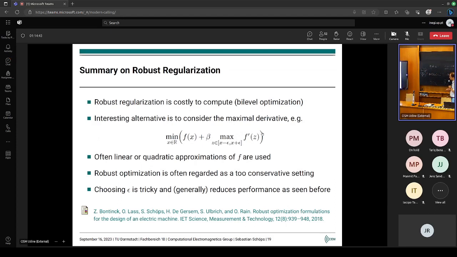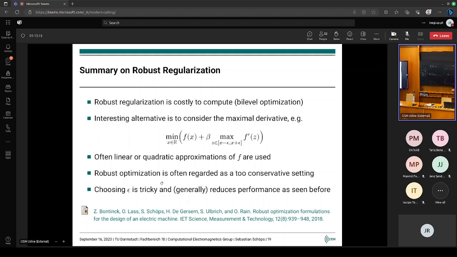Typically, you don't do this really with the min-max problem, but you substitute this f prime, or the f if you use the original formulation, by some linear or quadratic approximation. Then you can compute the max or min analytically, or based on closed form reasoning, because really doing this would be very costly. So we never did this, and I think rarely anyone is really doing this min-max with two nested optimization loops.